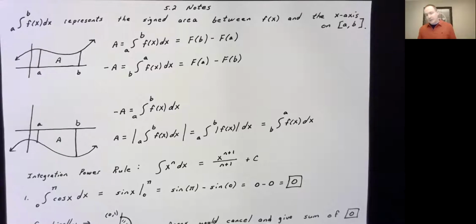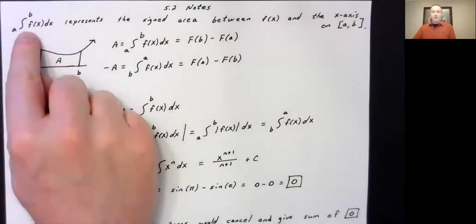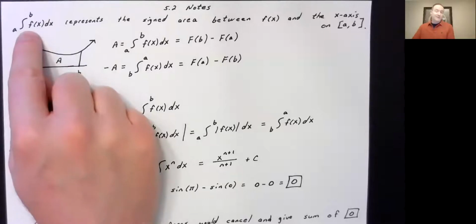And we said, well, we can use left-hand rectangles, midpoint rectangles, and right-hand rectangles in order to estimate that area under a curve. But all three of those techniques were just trying to estimate what the integral of a function does. And so now in section 5.2, it formally introduces the concept of an integral.